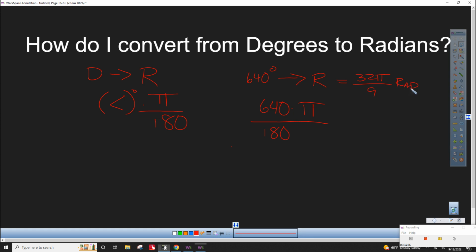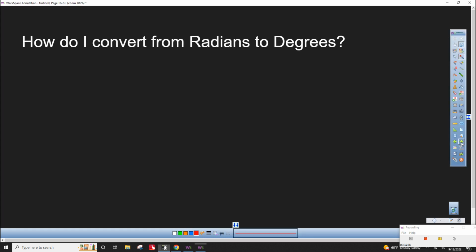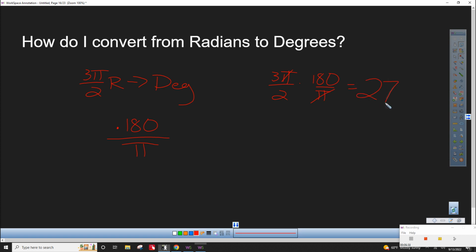Okay? How do you turn from radians to degrees? 3 pi over 2 radians into degrees. You just do the opposite. So you multiply by 180 and divide by pi. That's radians to degrees. So if you wanted to change 3 pi over 2, you'd multiply by 180, divide by pi. The pi's cancel, and you get 270 degrees.